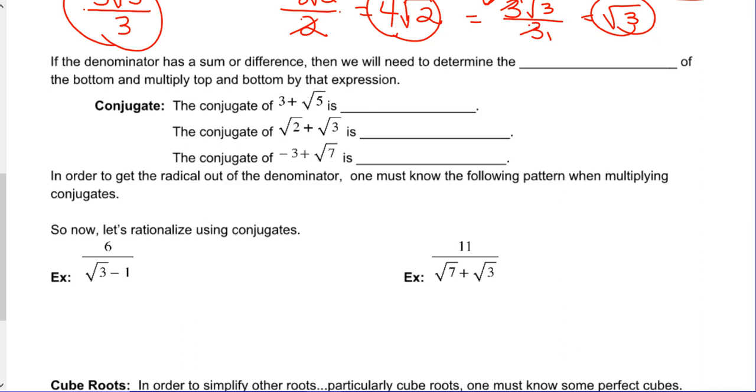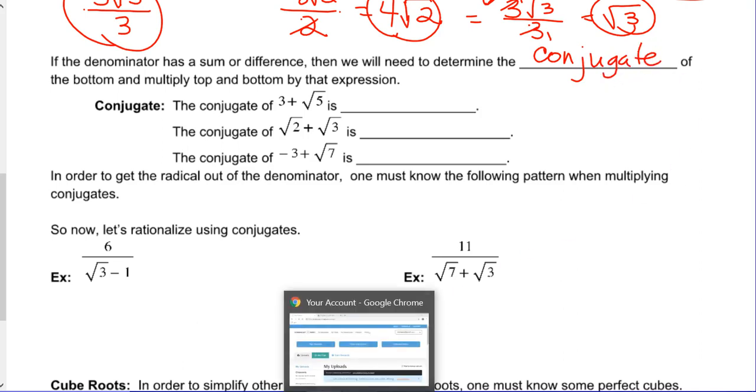All right, so that's when I have a radical that's in a bottom by itself. What happens when I end up having some pluses and minuses? Well, it's not as easy. That's where in math we have to look and talk about conjugates. If the denominator has a sum or difference, then we will need to determine the conjugate of the bottom and multiply top and bottom by that expression.